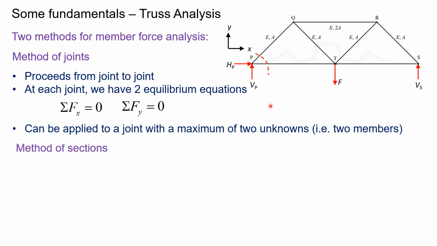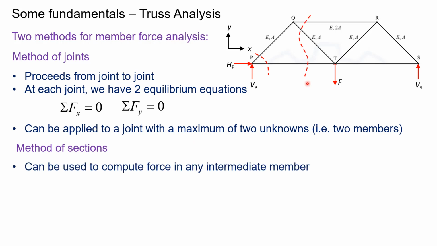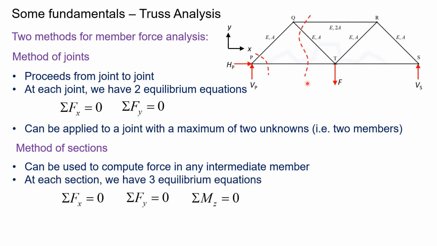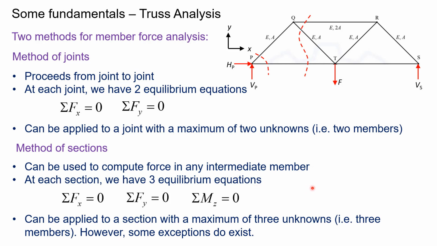The other method available is the method of sections. Here, we can cut intermediate sections in order to compute member forces in any intermediate member. And at each section, since the forces are not concurrent, we have three equilibrium equations at our disposal, namely sigma Fx equal to 0, sigma Fy equal to 0, and sigma Mz equal to 0, taken about any point. Since three equilibrium equations are available, this method can be applied to a section with a maximum of three unknowns. However, there are some exceptions that do exist, and students are encouraged to watch the lecture cited before where these exceptions are discussed as well. With this background, let us approach the problem at hand.